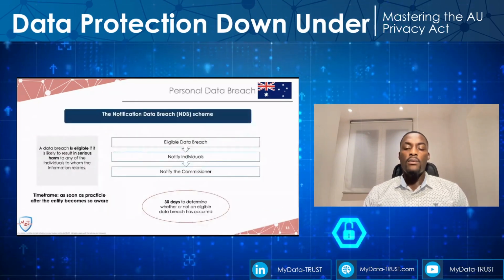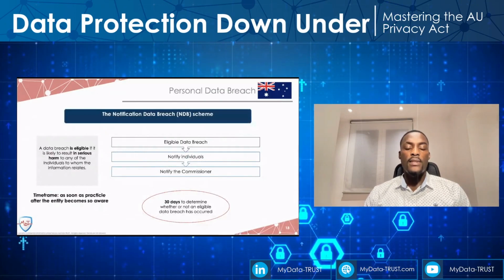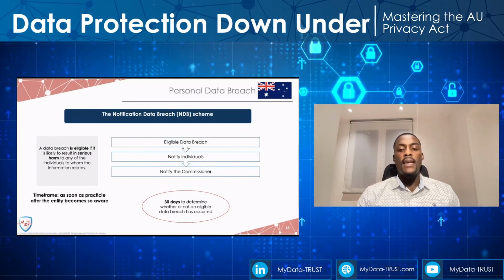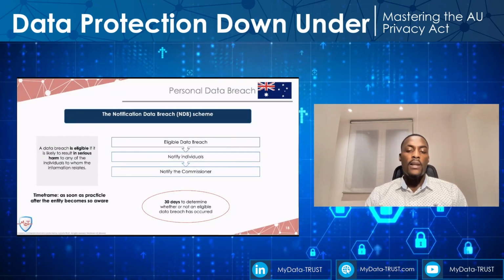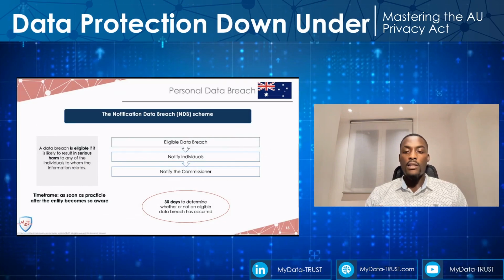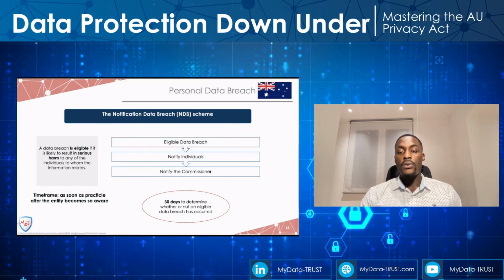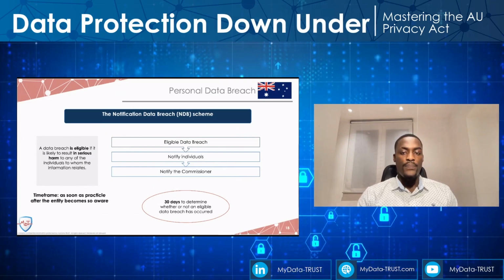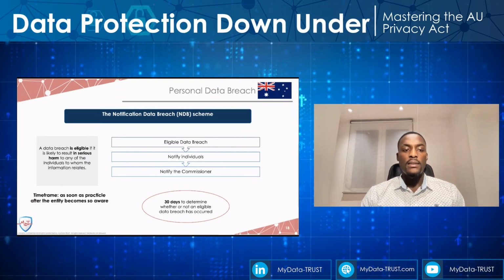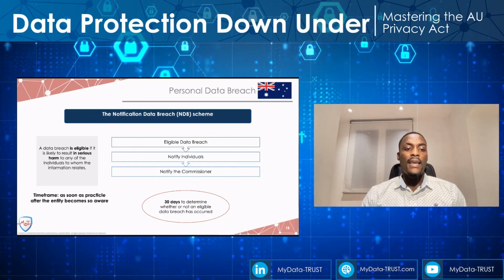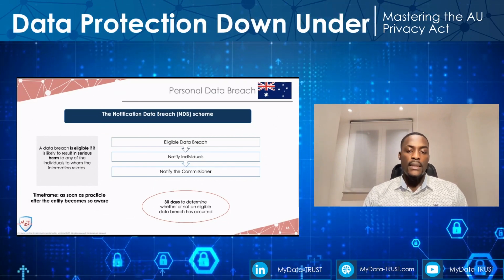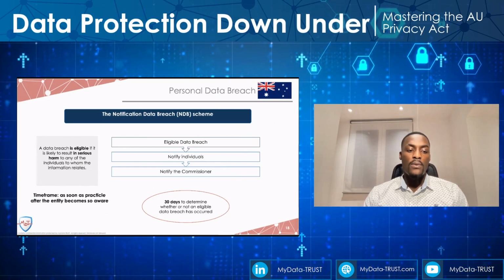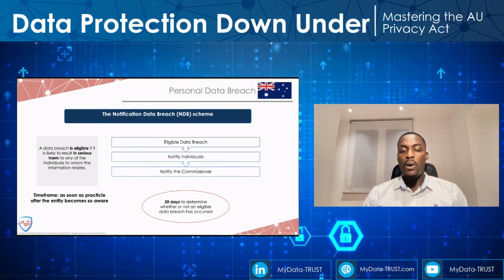Another main requirement which was introduced in 2018 is the notifiable data breach scheme. In the Privacy Act, an organization is obliged to notify the individual as well as the national supervisory authority in case of any eligible data breach. An eligible data breach is understood to be a breach which is likely to result in serious harm to the data subject. And the time frame is as soon as practicable after you become aware of the data breach.